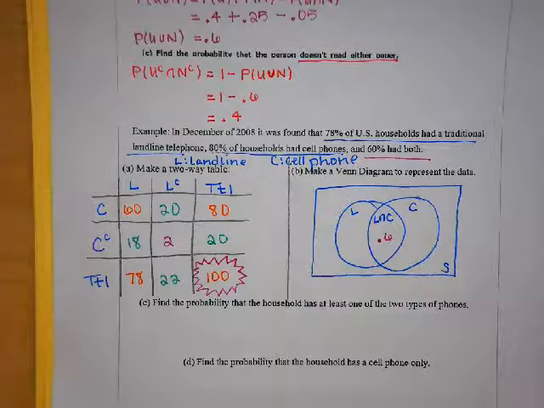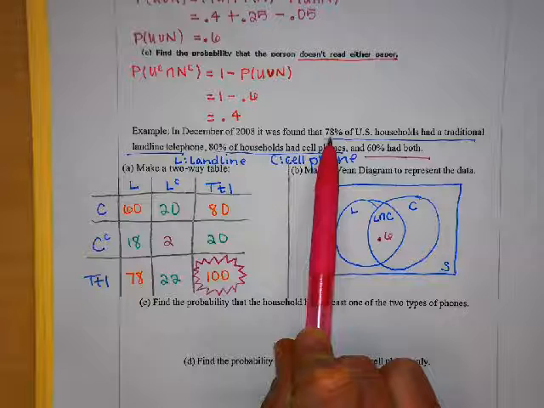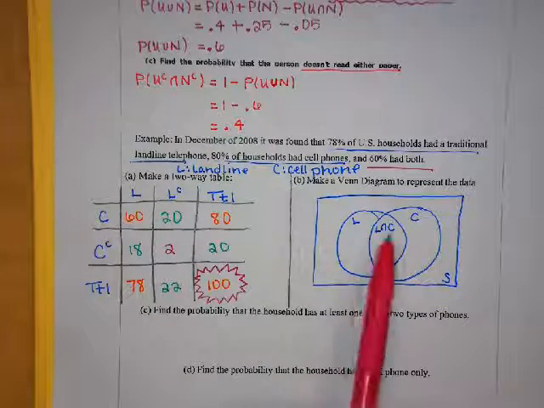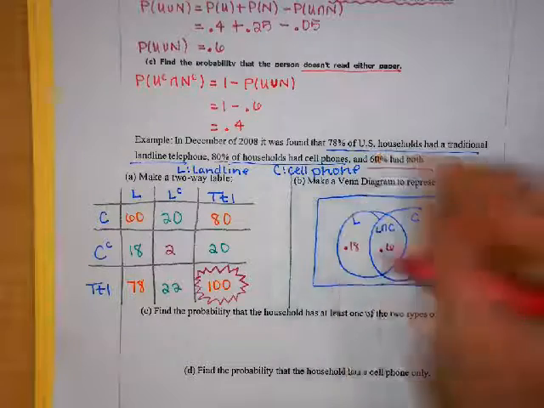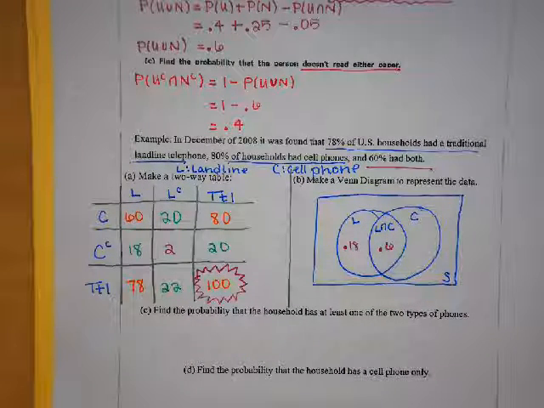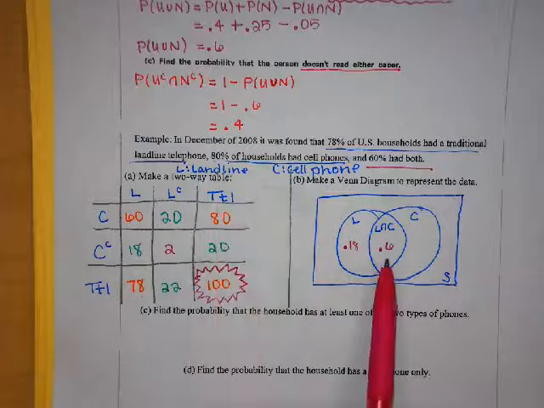And then landline is 78%. I already have 60% of those people covered in this overlap, which means I have 0.18 outside the overlap, but still in circle L. 80% have cell phones. I already have 60% of those people, which leaves 0.2 to be in circle C, but outside the overlap.